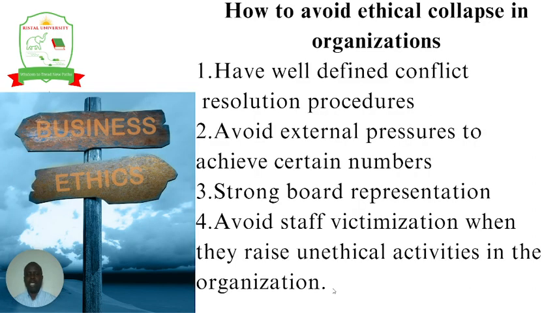Then how do we avoid ethical collapse within the organization? Number one, we need to have well-defined conflict resolution procedures. Also, we need to avoid external pressures to achieve certain numbers. And I've said those numbers are in terms of profit. We need to move at our own pace. Every organization has its own goals, has its own way of achieving things. So no external pressures should push us to use the uncouth and wrong ways so that we can make profit.